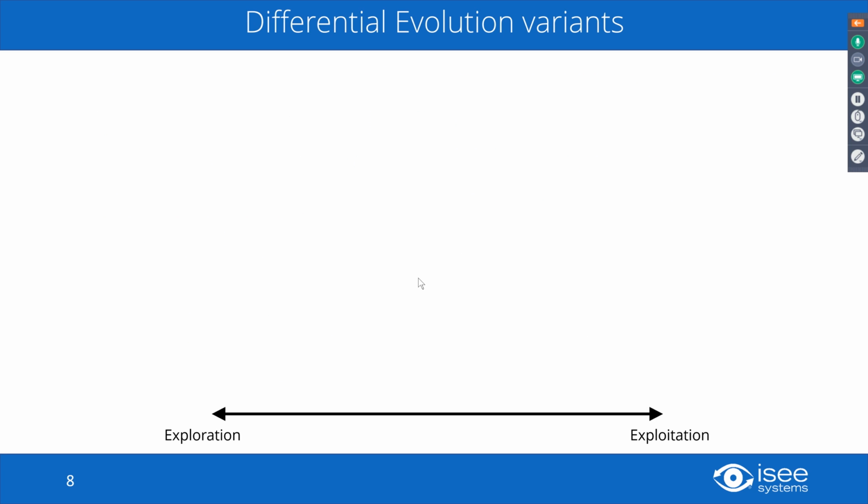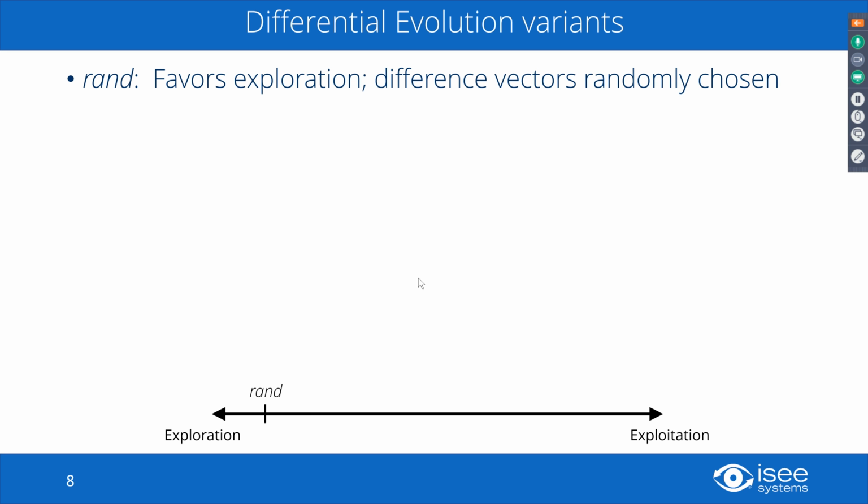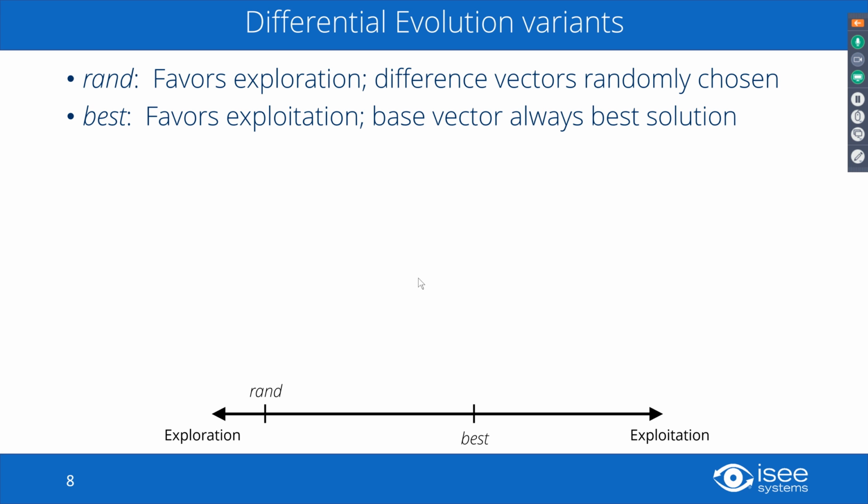The variants in the algorithm, there are a few of them, and these are all supported in Stella. The first is RAND, and I recommend you use that if you don't know anything else. RAND favors exploration over exploitation. It randomly chooses all of the vectors that it uses. On the other extreme, we have what's called BEST, and BEST favors exploitation instead. And it always uses as the base vector that it adds these differences to the best solution so far. So you can see it's exploiting. Whatever that best one is, I'm going to vary it, and I'm going to move around that.